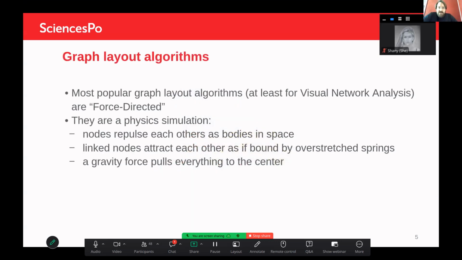So there are a lot of graph layout algorithms, but at least for what I call visual network analysis, so the practice of mapping those graphs as maps, the most popular algorithms are said to be force directed, and they are basically a physics simulation. So you have a lot of iterations where nodes will repulse each other as bodies in space. And then linked nodes will attract each other as if there were some kind of overstretched spring between both nodes. And then there is a gravity force that will pull everything to the center to make sure there are no offshoots that go into the infinite.